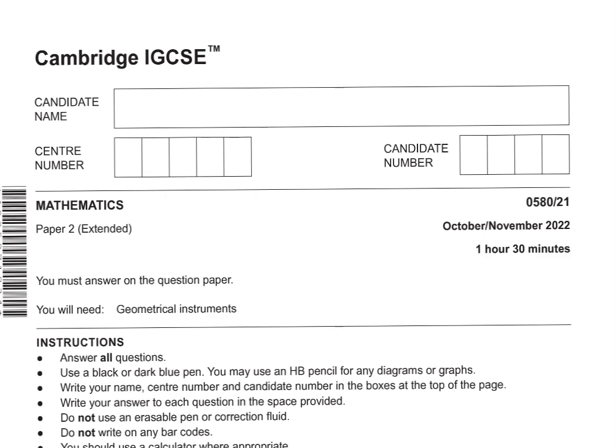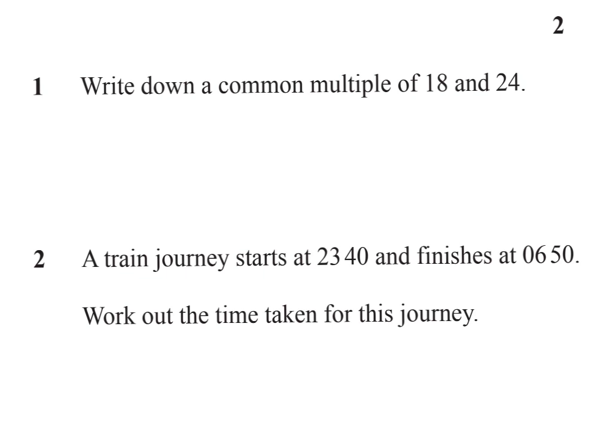Bismillah, in this video I'm going to solve Cambridge IGCSE Mathematics Paper 2, October-November 2022, Variant 1. Number 1, write down a common multiple of 18 and 24. Common multiple or the least common multiple, you have a choice.